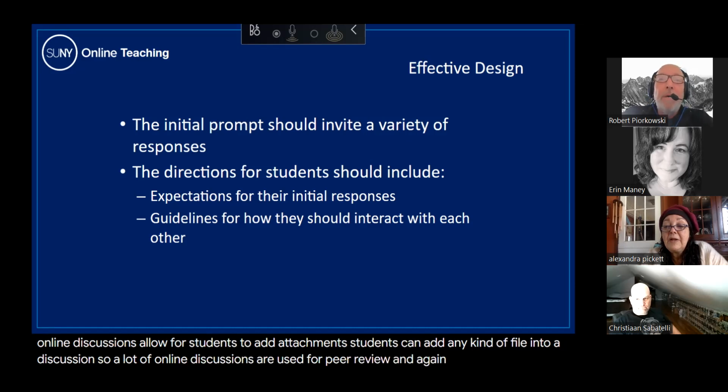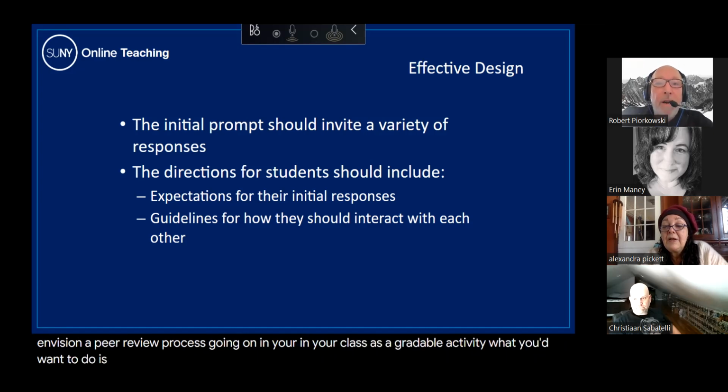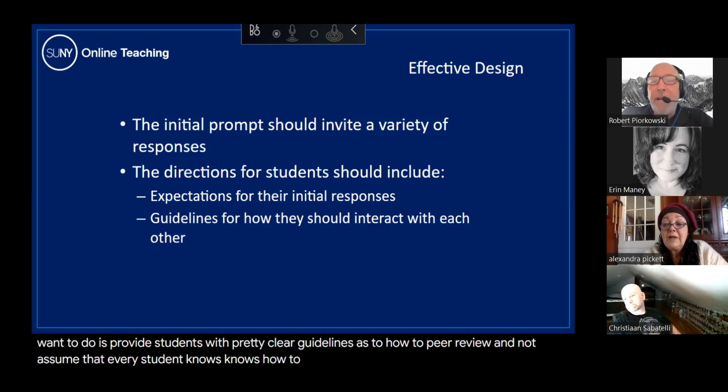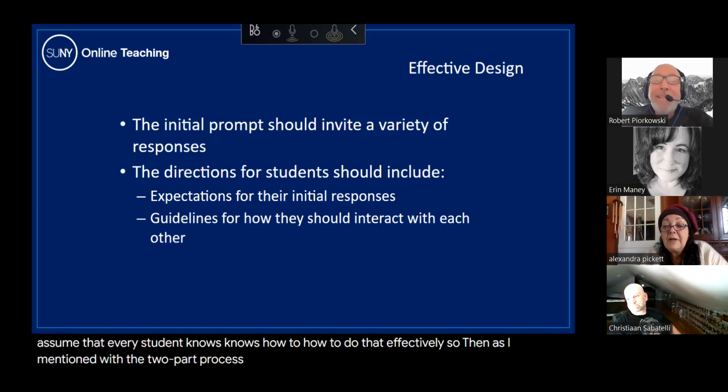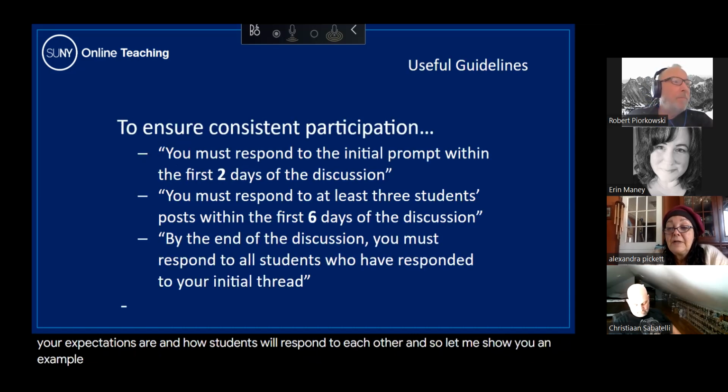And again, if you envision a peer review process going on in your class as a gradable activity, what you'd want to do is provide students with pretty clear guidelines as to how to peer review, and not assume that every student knows how to do that effectively. And then, as I mentioned with the two-part prompt, the second part of that prompt should be what your expectations are in how students will respond to each other. And so let me show you an example.